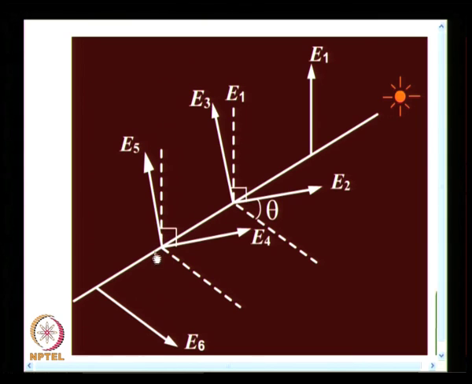Then I represent the analyzer, which is kept horizontal. The polarizing axis of the analyzer is horizontal, and I call this axis E6. So, what I need to do is write the light vector for E1, find out how I write the light vector at E2 and E3. Then I have to find out how to write E4 and E5. Then finally, I will have to look at only the component E6 that is filtered by the analyzer.